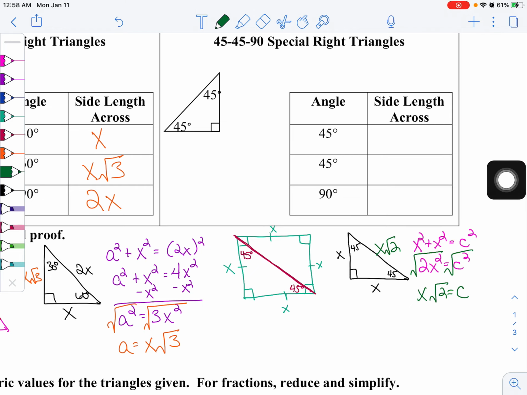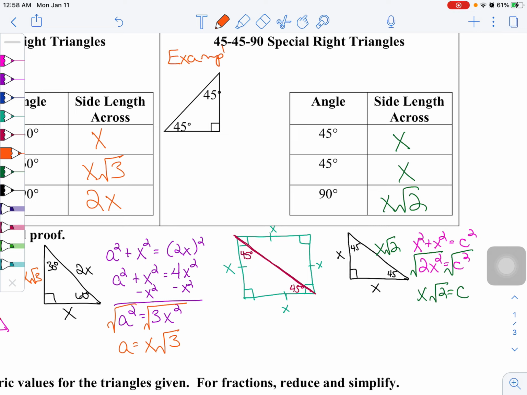So if we're looking at filling in the little box of information, if the angle is 45, the side across is x, which again, it's actually not going to matter because this is an equilateral. No, I said it wrong. This is an isosceles triangle. So these 2 base angles being congruent means the 2 sides are congruent. And the side opposite of 90 is x root 2.